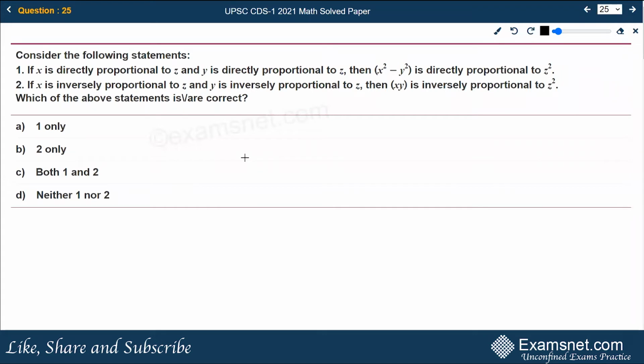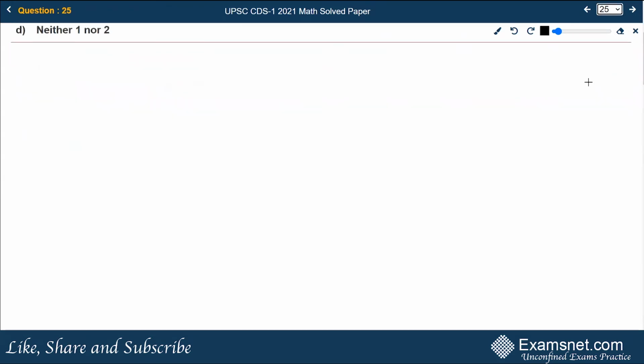In question number 25, we are given: consider the following statements. 1. If x is directly proportional to z and y is directly proportional to z, then x square minus y square is directly proportional to z square. And one more statement is there. The second one is, if x is inversely proportional to z and y is inversely proportional to z, then xy is inversely proportional to z square. First, let's focus on the first case.